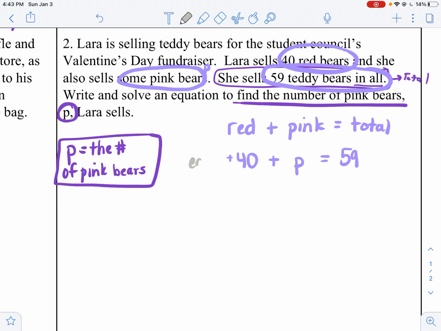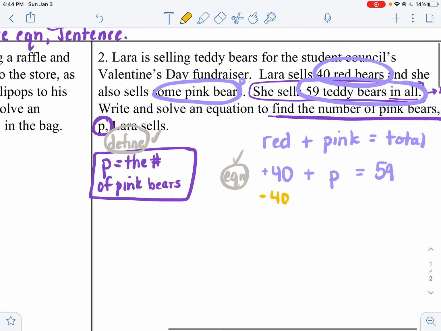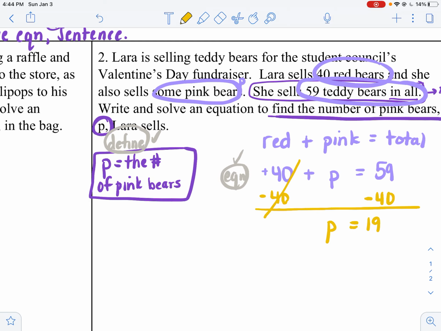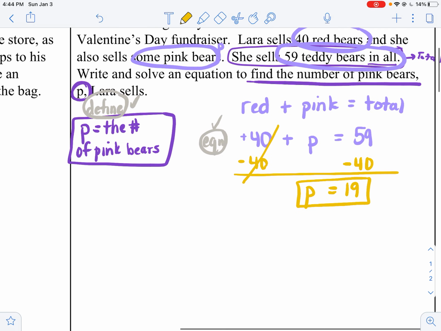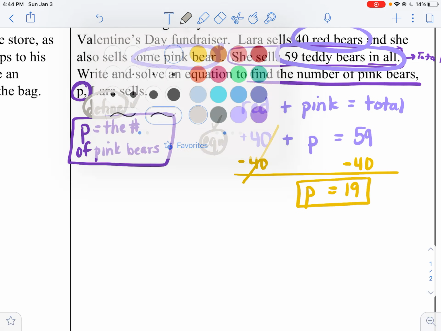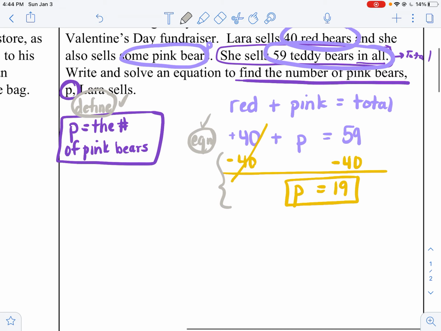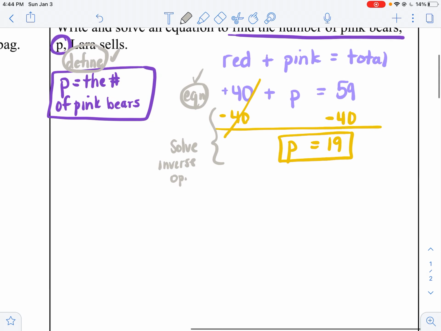So we are doing that inverse operation, the opposite of that one. We have the equation done. We defined our variable, done. Now we're going to use our inverse operations to solve. So we're going to subtract 40 on both sides of our equation. And we're left with P equals 19. Okay? So we solved our equation. All this yellow is the solve by using inverse operations.